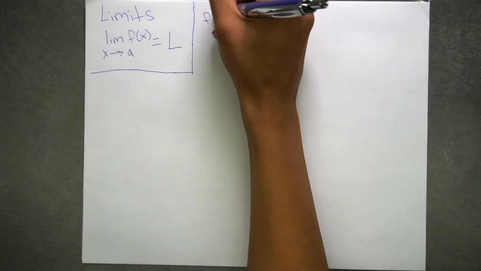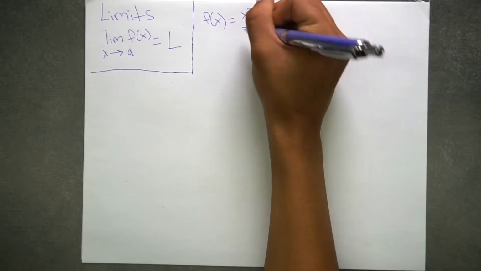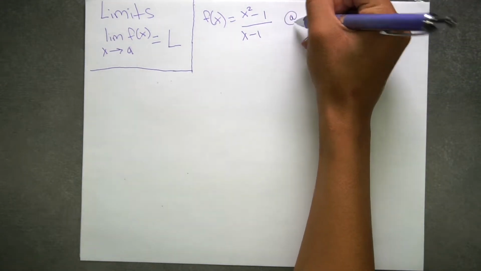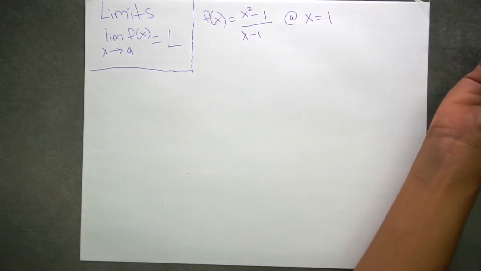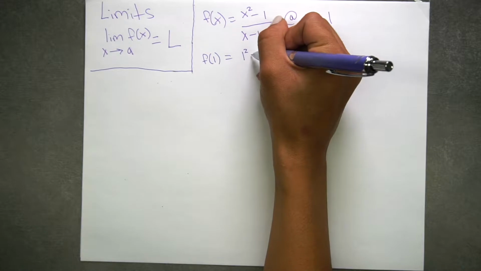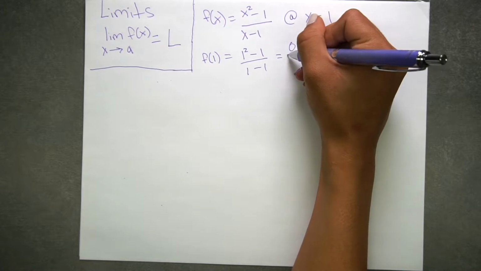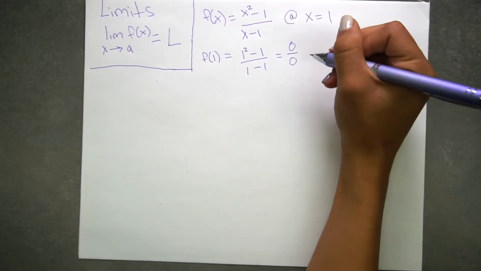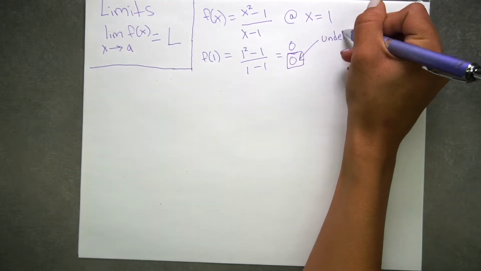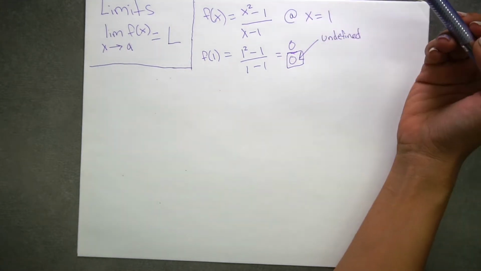So what if you have a function f of x equals x squared minus 1 divided by x minus 1, and you're asked to evaluate this function at x equals 1. What would that be? So f of 1 equals 1 squared minus 1 divided by 1 minus 1. That equals 0 divided by 0. And anything being divided by 0 is undefined. So we say that at x equals 1, our function is undefined.